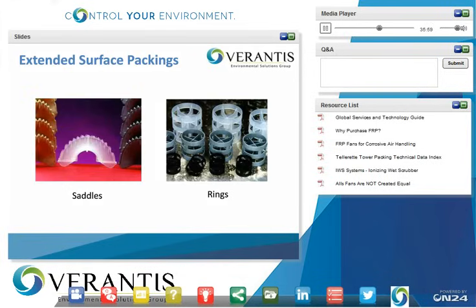The traditional style of packing is called extended surface packings. Saddles and rings are two examples of that. This is a style of packing that really has been around for 70, 80 years in packed towers. It's provided by many different suppliers. It has a variety of different styles of configurations.